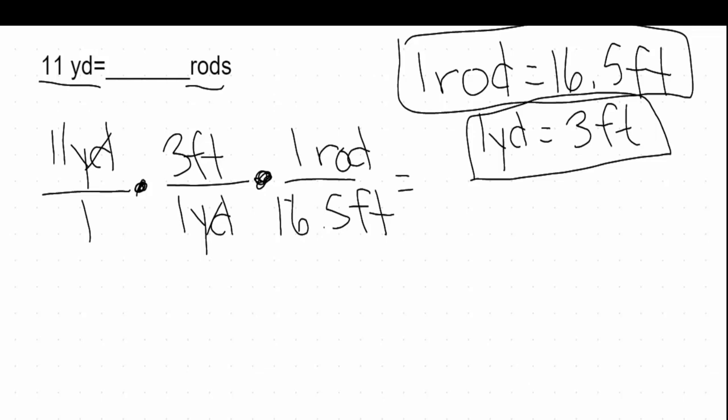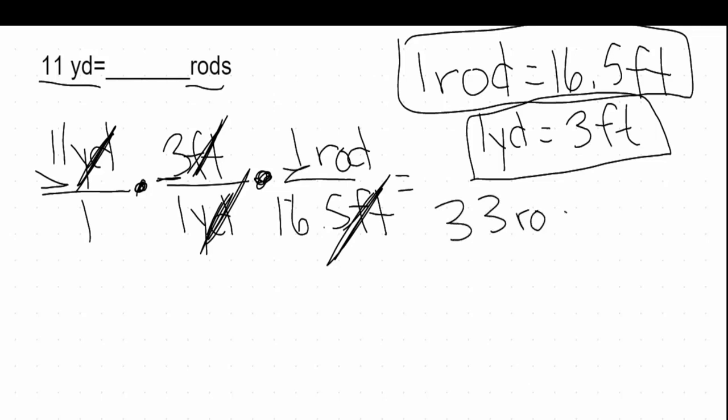So I'm going to go ahead and start canceling out my measurements here. So the yards cancels with yards, feet cancels with feet, and we will be left with rods. So we just need to figure out our calculation here. So multiplying our numbers together, numerator times numerator times numerator, denominator times denominator times denominator. So 11 times 3 is 33. And 33 times 1 is just 33.